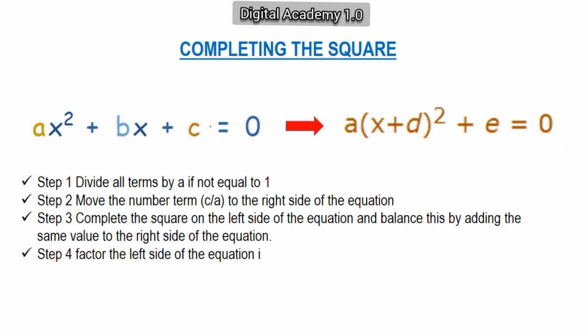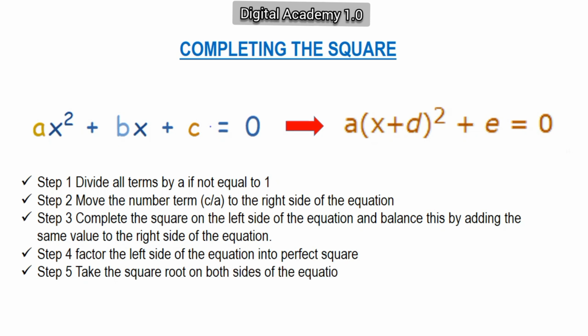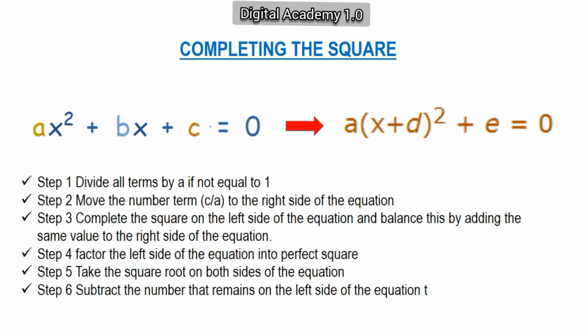Step 4. Factor the left side of the equation into a perfect square. Step 5. Take the square root on both sides of the equation. Step 6. Subtract the number that remains on the left side of the equation to find x. Let's solve a problem, it will help you to understand more.